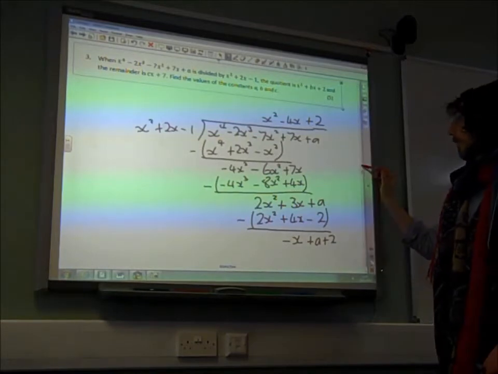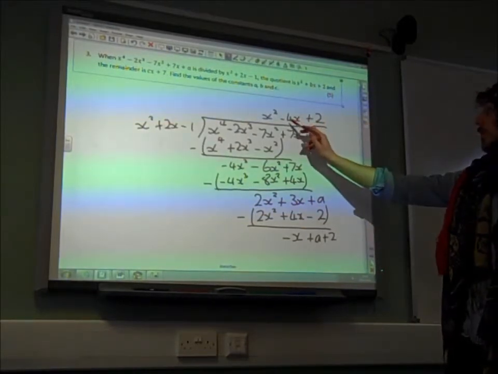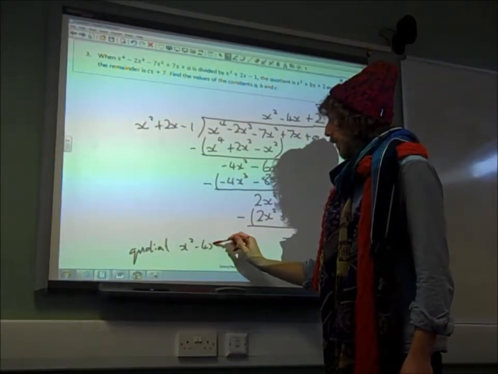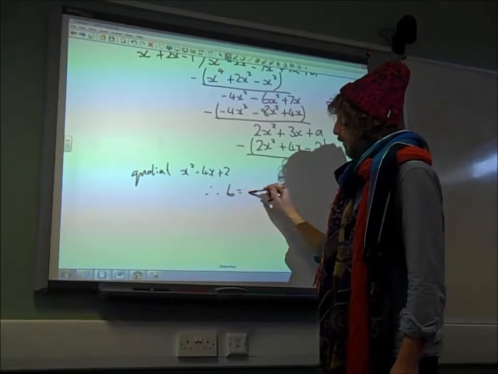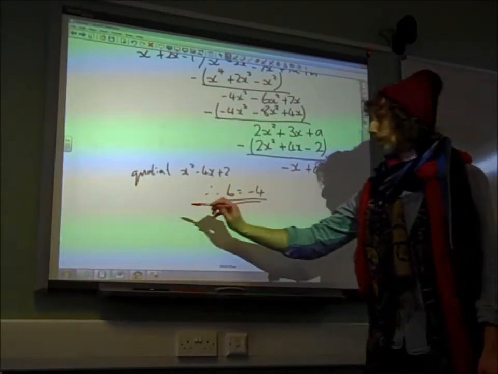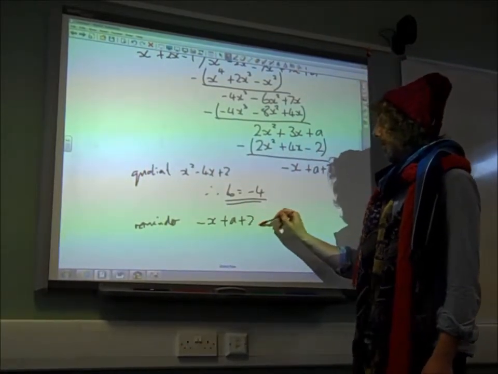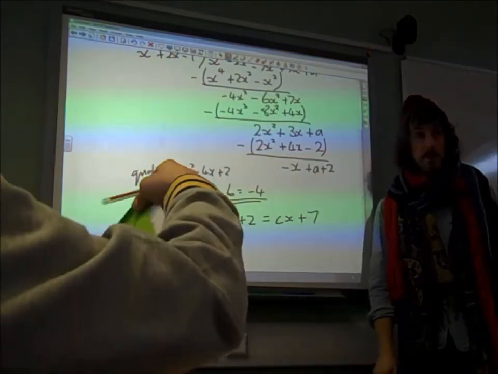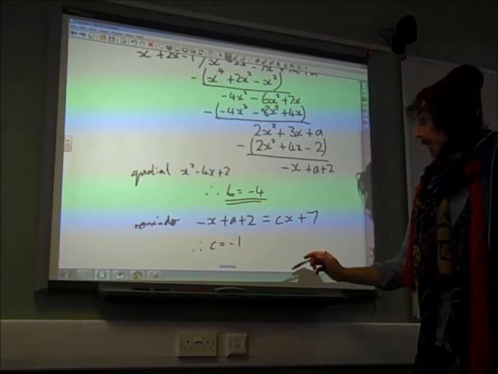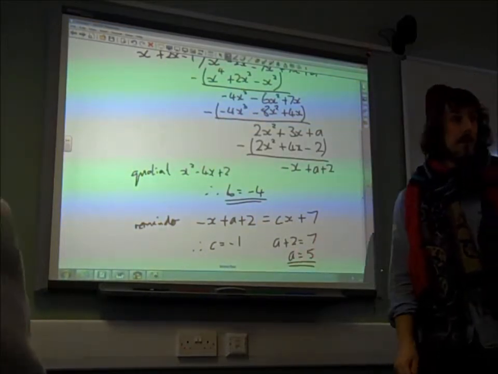Now if we compare what we were supposed to be looking at, the quotient was x squared plus bx plus 2. So b equals minus 4. So that's the value of b. We were told that the remainder was cx plus 7. So minus x plus a plus 2 is cx plus 7. So c equals minus 1, and a plus 2 equals 7, which gives us a is 5.